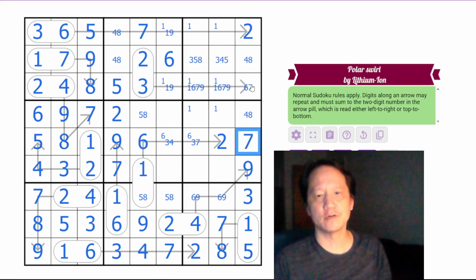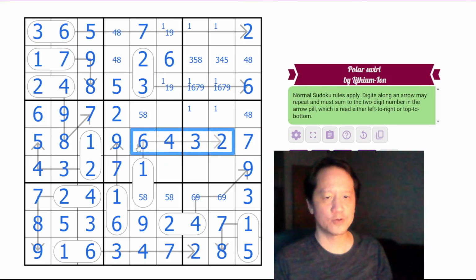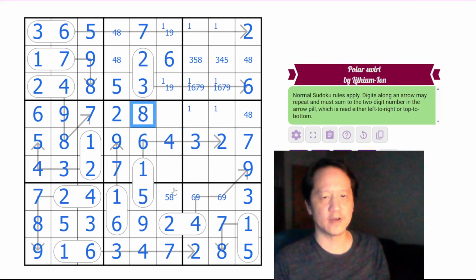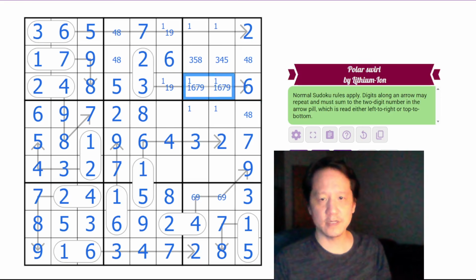No 4 here. That's 7, which makes that 6. 7 eliminates 7 here, so it's 3 and 4. 2, 3, 4, 6 adds up to 15, so that's 5. That's 8. This is 5. Not 5, that's 8. 6 eliminates 6 here.